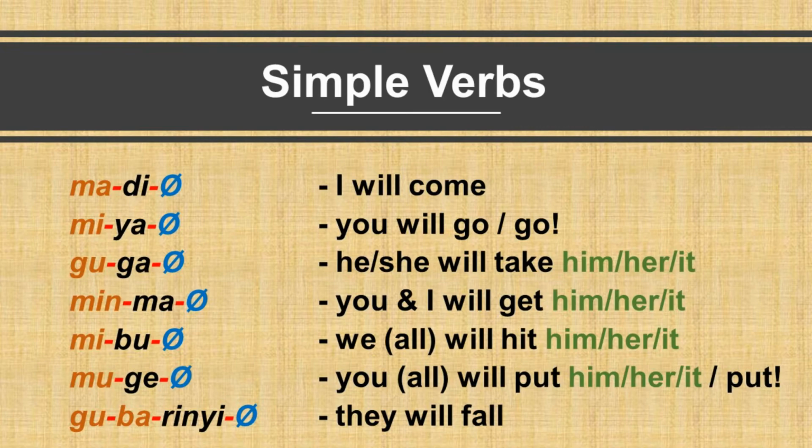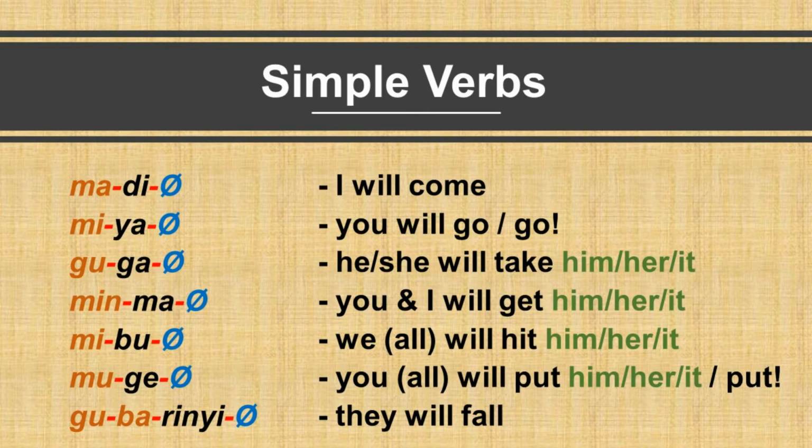Mibu is we all will hit him, her, or it. Muge, you all will put him, her, or it. But muge also means you all put that. Put, like an imperative, but to a lot of people. And here in the plural, they will fall, you can see again why I use the zero suffix way back, because again the third person gu is repeated in the plural here, and then with the plural marker ba together, they will fall.